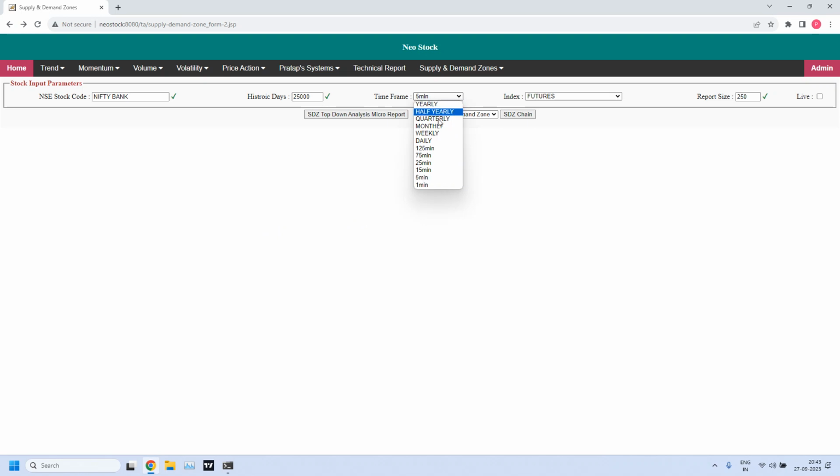So let us start with monthly. We always take monthly as our reference. So I'm generating a supply demand zone chain for monthly. But remember, I am not giving any explanation for Nifty Bank. You have to do it. You have to analyze on your own.